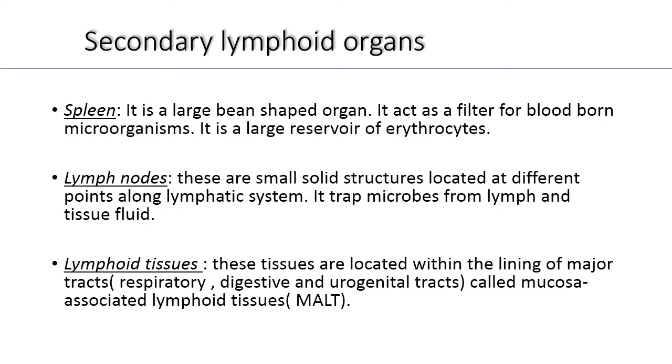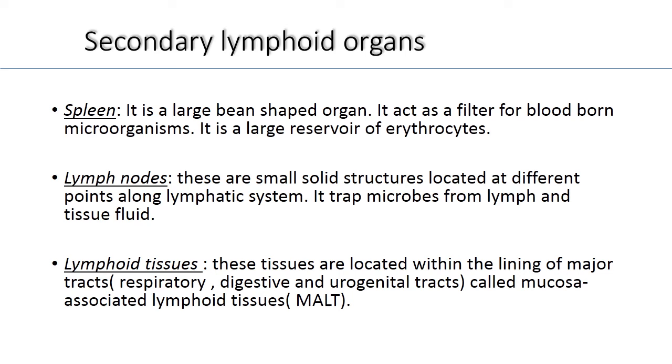What is the function of lymph nodes? Why are they present in different locations along the lymphatic vessels? Their main function is to trap microbes from lymph. Whenever the lymph passes through the lymphatic vessel, the microbes present in that fluid get trapped by these nodes. The pathogens present in tissue fluid also get trapped by this nodal structure.